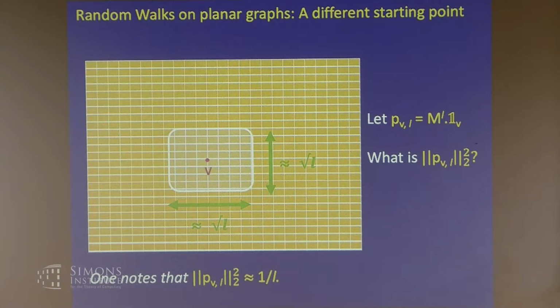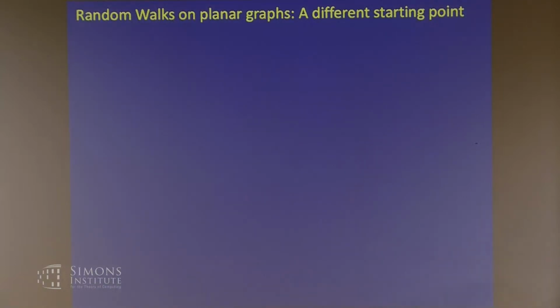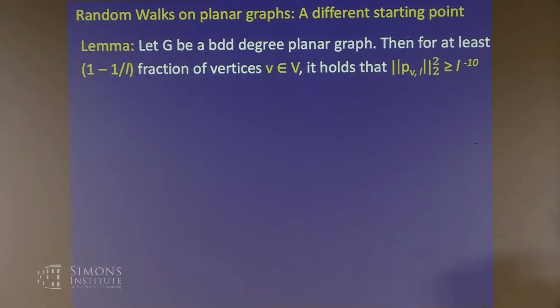Going back to that theme I told you earlier, that whatever you can show for a grid kind of holds for all bounded degree planar graphs, you can in fact show the following lemma. If you are given a bounded degree planar graph, then for an overwhelming majority of vertices, the 2-norm squared of L-step random walks is fairly large. It's at least L to the negative 10.